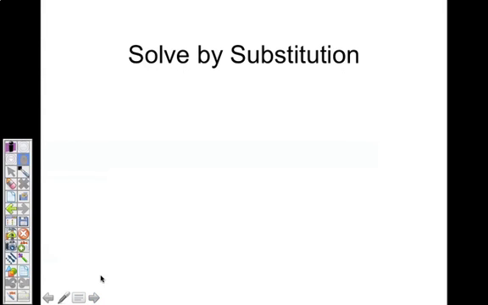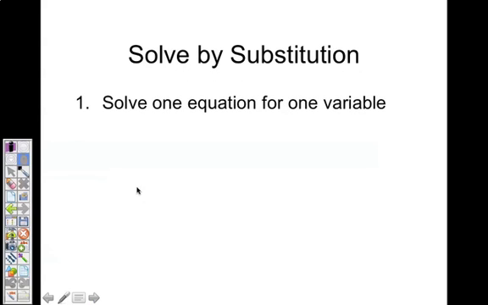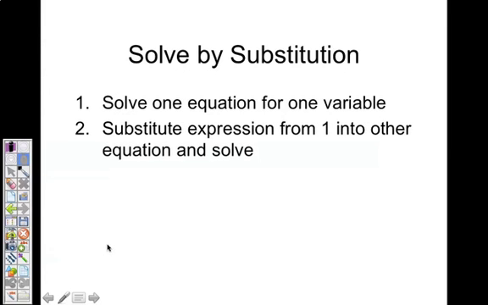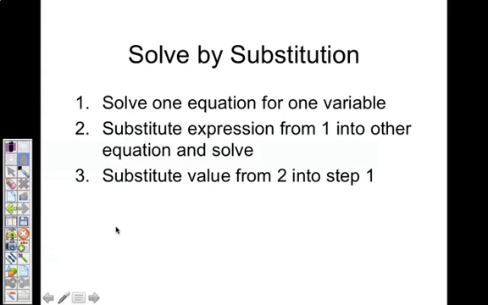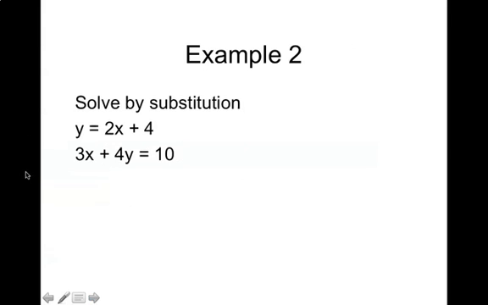We're also going to look at today how to solve by substitution. Solve one equation for one variable. It can either be x equals or y equals. Substitute it from one into the other equation and solve, and then you'll substitute your value from step 2 into step 1. Now this is quite a bit of words here, so we're going to take a look at our example.